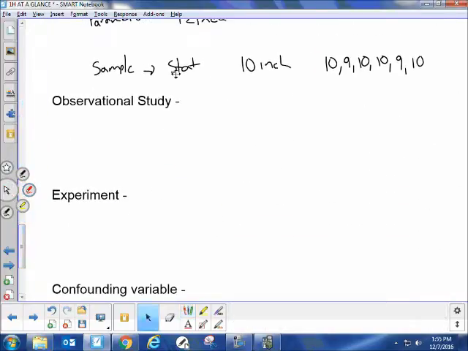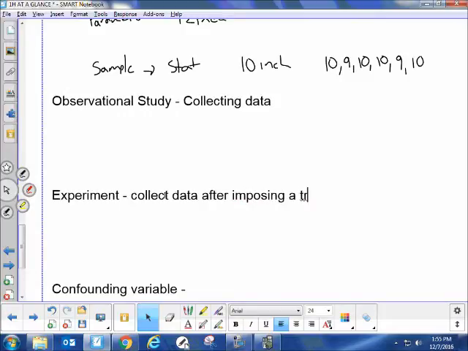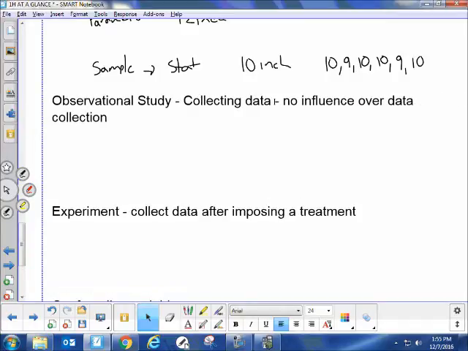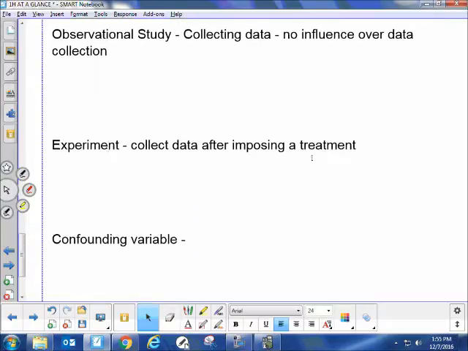There are two types of studies where we will produce data. There's an observational study where we're just collecting data. And there's an experiment where we collect data after imposing a treatment. Now, we collect data, but we have no influence over the data collection. So we do not affect anything. We are just strictly observing. But the experiment imposes a treatment, which will hopefully show a comparison and then gives us a conclusion.